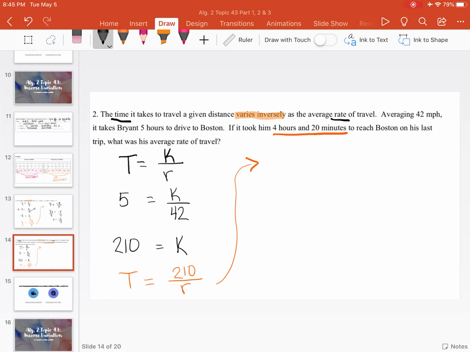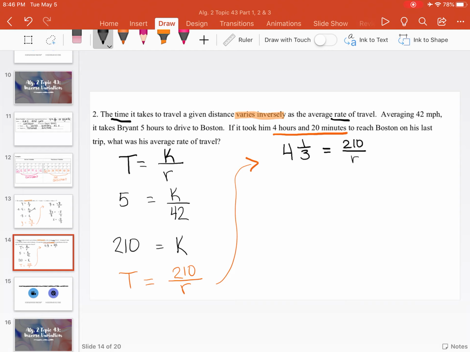Now notice in our first part of the example, it just took Bryant 5 hours, whereas with 4 hours and 20 minutes, we have 2 units we're dealing with here, hours and minutes. So let's make it so it's just 1 unit. We can rewrite 4 hours and 20 minutes as a fraction. This is the same thing as 4 1/3 hours. Set that equal to 210 divided by the rate.